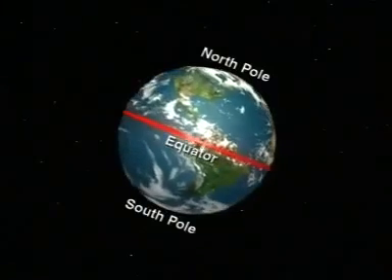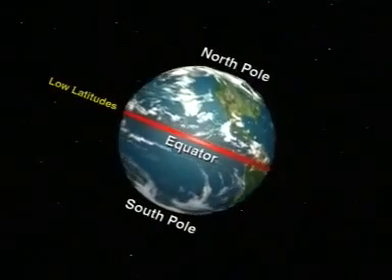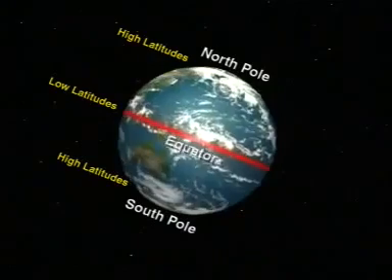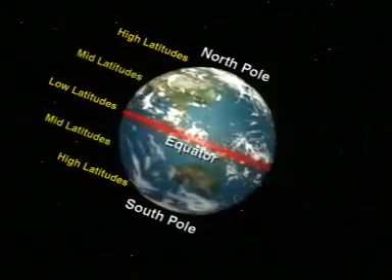Latitudes that are close to the equator are called low latitudes. Those that are near the North and South poles are called high latitudes. Those that are in the middle are called mid-latitudes.